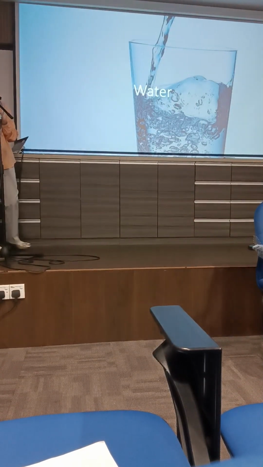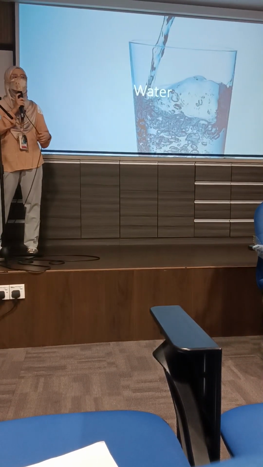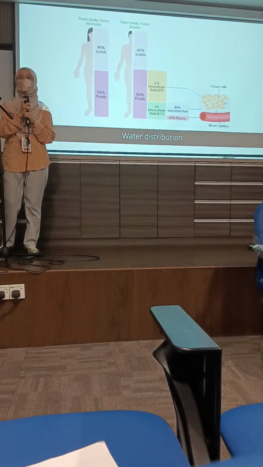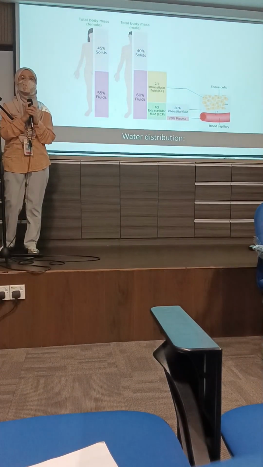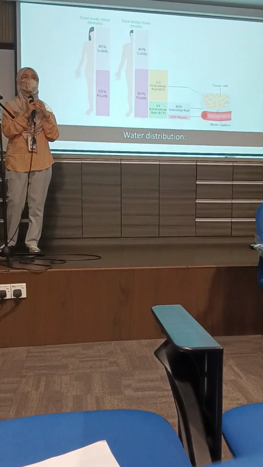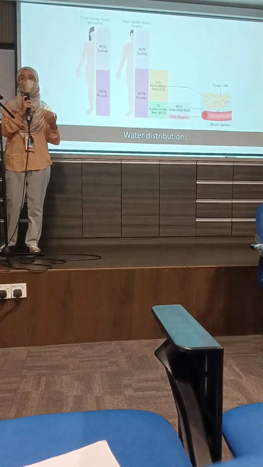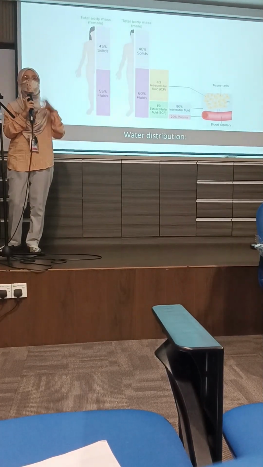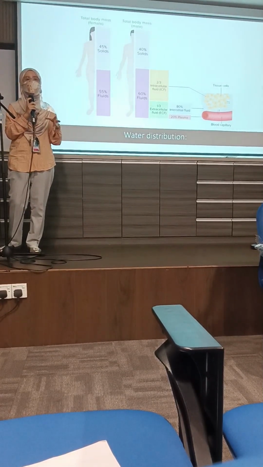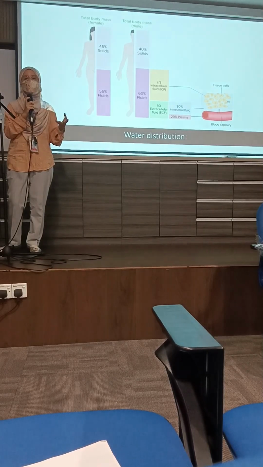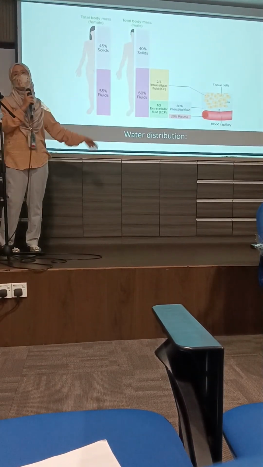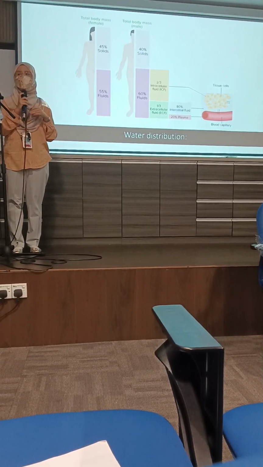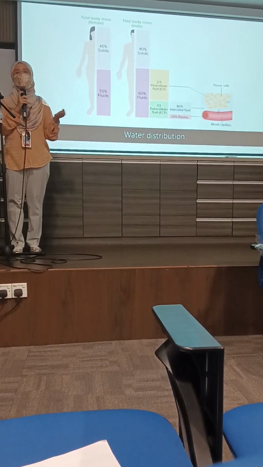So water. So water ni is air lah kan. So our body is made up of water. So 60% of our body weight is water. So if let's say you are 70 kilo, 60% of that is water. Okay. From this, 2/3 are in the cell. Selebihnya, the other 1/3 is outside the cell, extracellular.